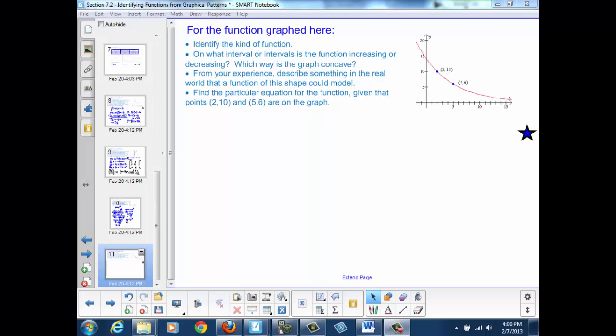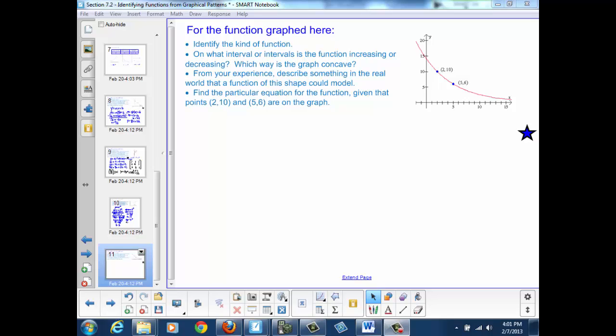Finally, let's take a look at one more example. Here we have a graph that is falling and doesn't go through the origin, but crosses the y-axis. So that tells me that it's an exponential function where our base is less than 1. We have a decreasing exponential function.